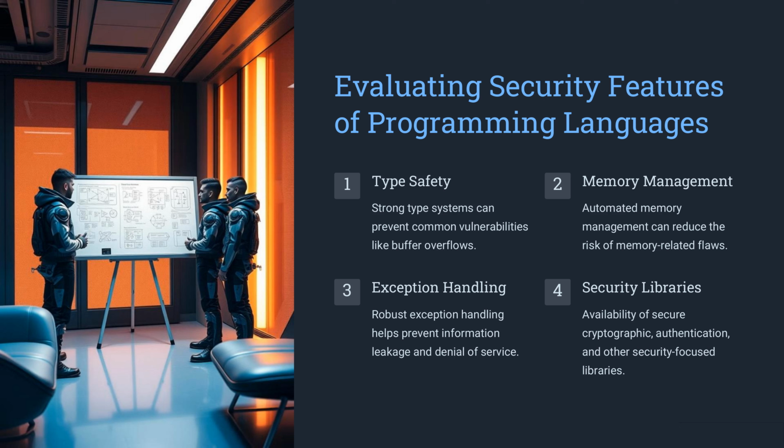Exception handling is also a crucial feature. Robust exception handling can prevent issues like information leakage and denial of service attacks by ensuring that unexpected conditions are managed gracefully without exposing sensitive data or causing the system to crash. Lastly, the availability of security libraries is a vital consideration. Languages that offer secure cryptographic, authentication, and other security-focused libraries allow developers to integrate robust security measures into their applications, reducing the burden of implementing security measures from scratch and lowering the likelihood of vulnerabilities in your software.